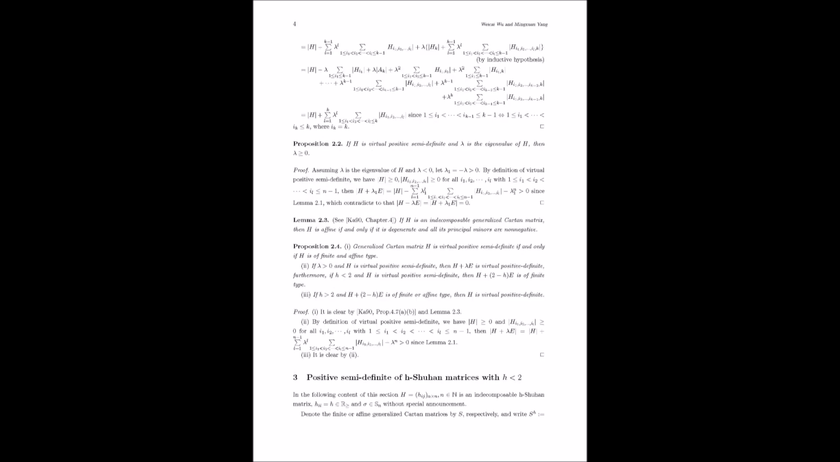But we've covered a lot of ground in this first part of our deep dive. We've explored the basic definition of h-Shuhan matrices, their connection to generalized Cartan matrices, the concept of positive definiteness and its variations, and we've even gotten a glimpse of the classification theorem that awaits us. I agree. It's been quite a journey so far. We've laid the groundwork for a deeper understanding of these fascinating mathematical objects, and I'm eager to continue exploring their intricacies in the next part of our deep dive.